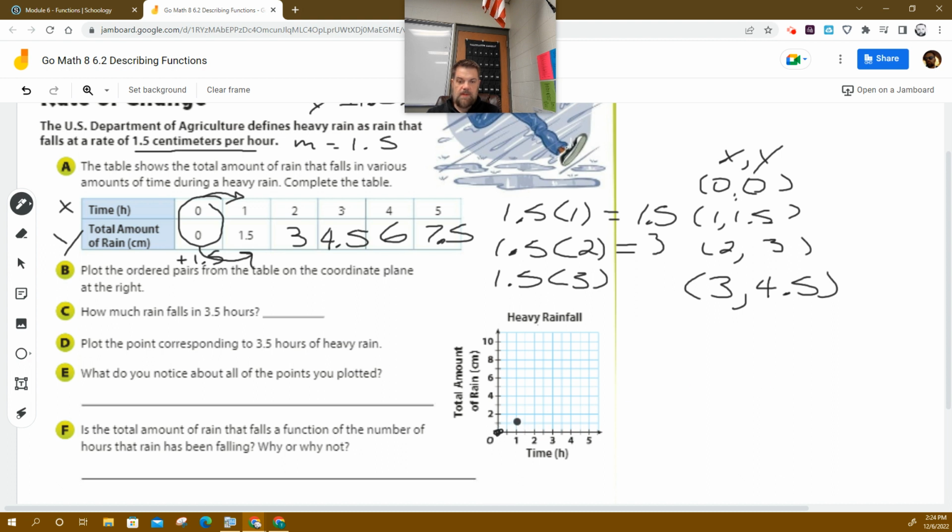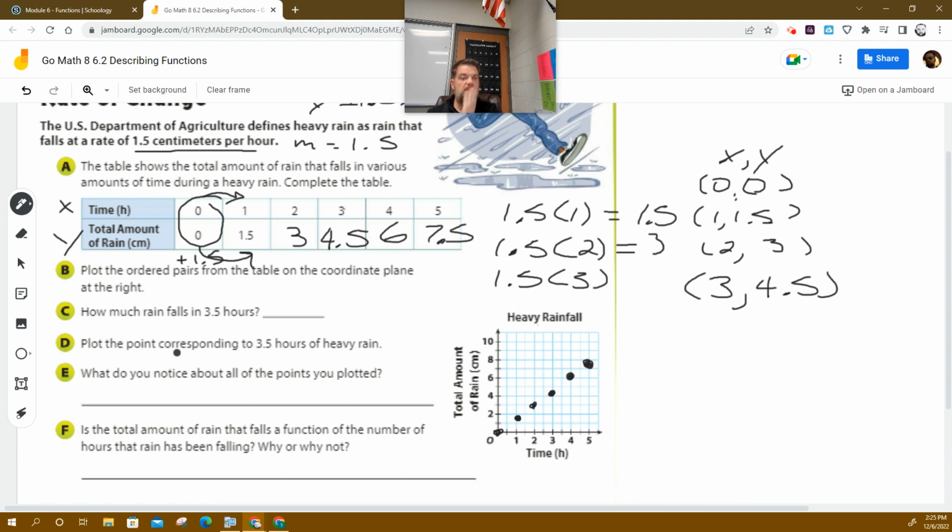Then when x equals 1, I'm going to go up about 1.5, which is about right here. When x equals 2, I'm going to go up to 3, which is right here. When x equals 3, y equals 4.5, which is about right here. And then when x equals 4, y equals 6, which is this point right here. When x equals 5, I'm going to go up to 7.5, which is about right here. Then that's it. That's all they want me to do, just graph the points like that. Okay?